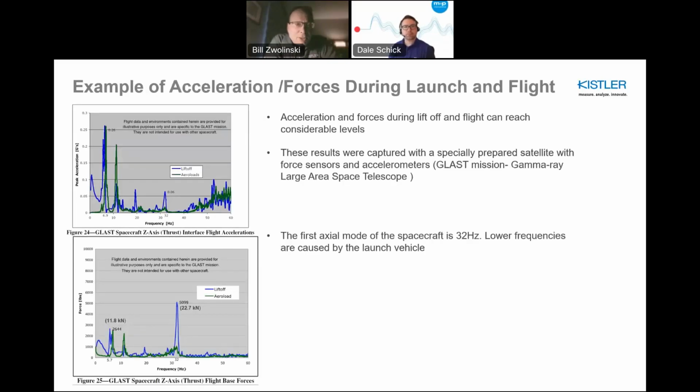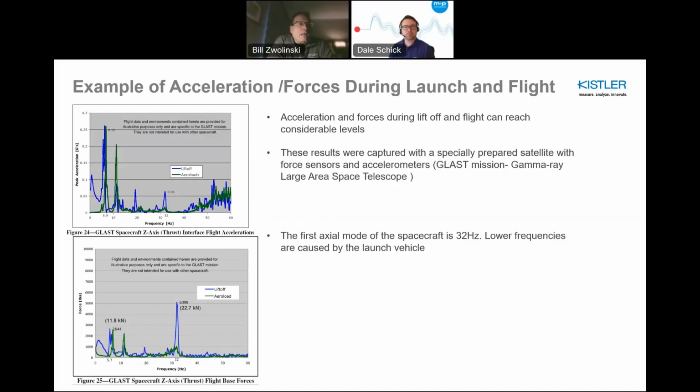As an example, just as a bit of motivation, there was a satellite mission that was instrumented, specially prepared with force sensors and accelerometers to try to quantify the level of vibration and force that was present during launch and flight.